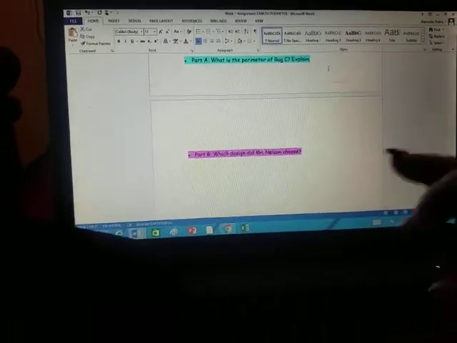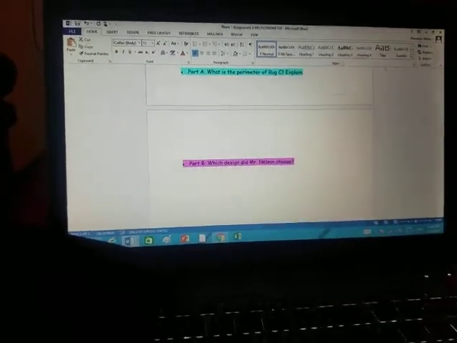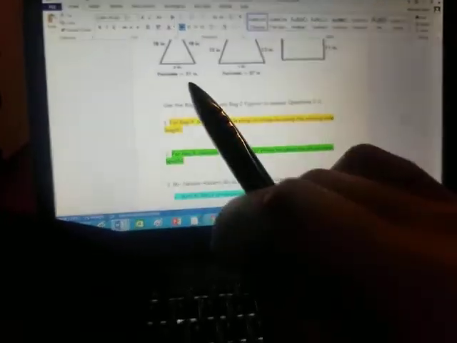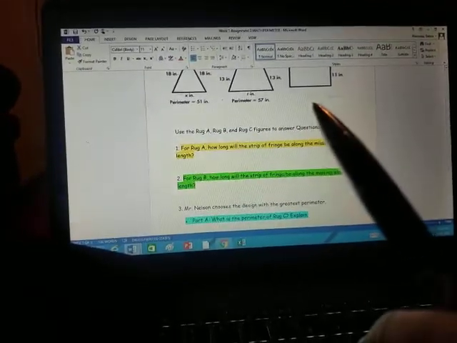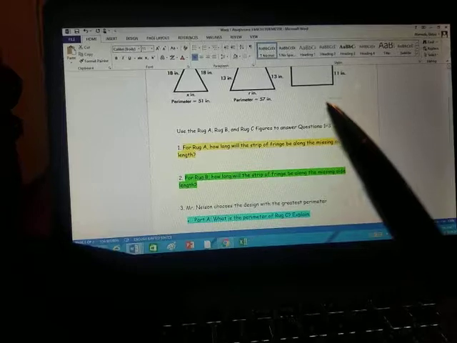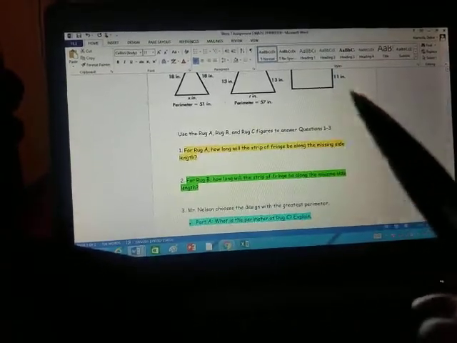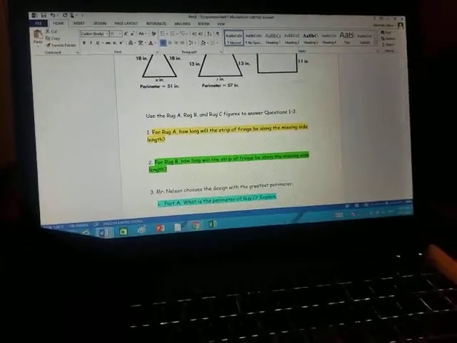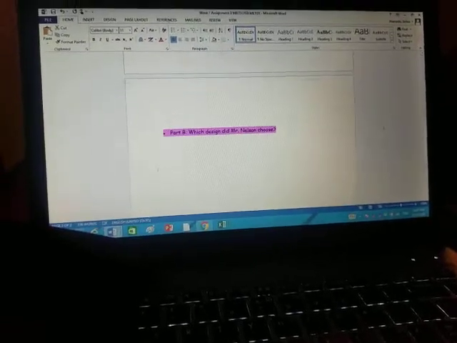Then when you're done is the final question, and it says, which design did Mr. Nelson choose? And remember, we're looking for the greatest perimeter. If you look up here, this was 51, this was 57, and then once you figure out what this perimeter is, you can tell me which was the greatest. Was it rug C, rug B, or rug A? But first you have to find rug C to figure out who had the biggest perimeter and which one he would choose. And then you would tell me down below which one had the biggest perimeter.